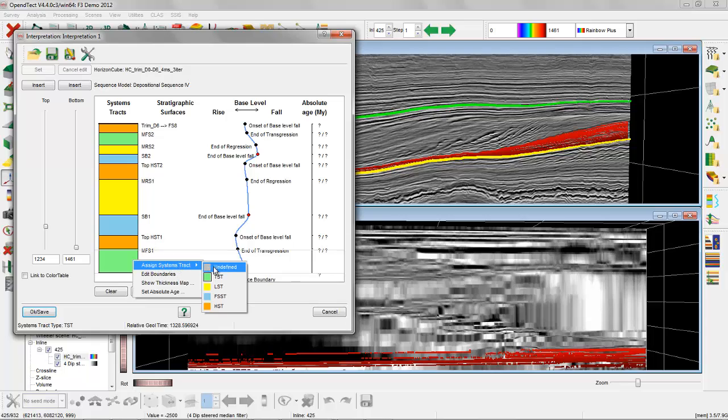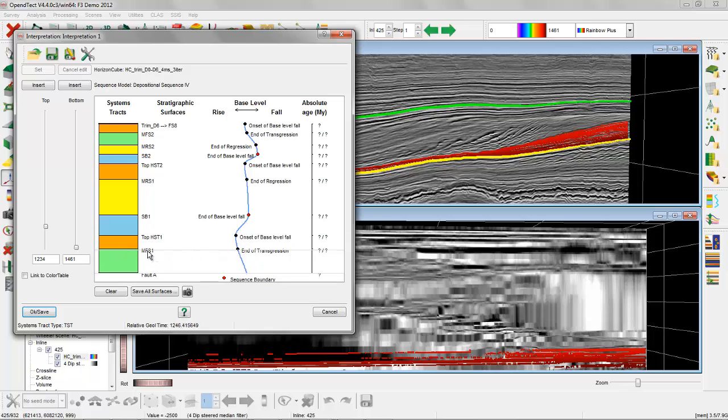Now, because the interpreter calls this a transgression, the system knows there must be a maximum flooding surface on top, and it knows that the base level must be rising. So as I'm building up my interpretation, I'm also reconstructing my base level curve. I'm getting all the important points, boundaries and surfaces in the sequence marked, like this is the sequence boundary, this is the maximum flooding surface, end of the transgression, and so on.